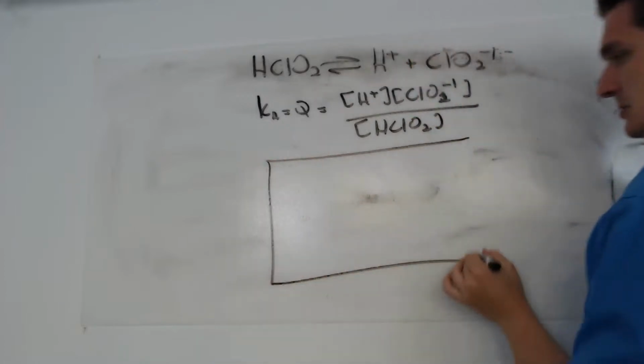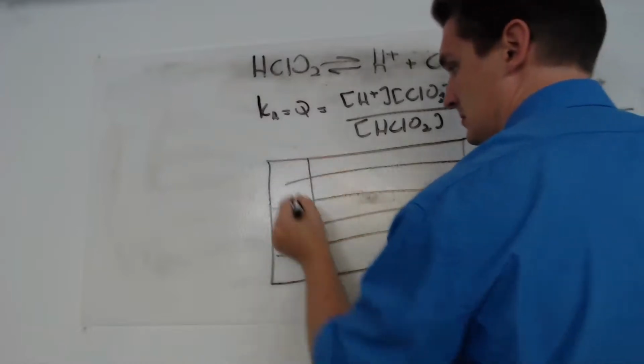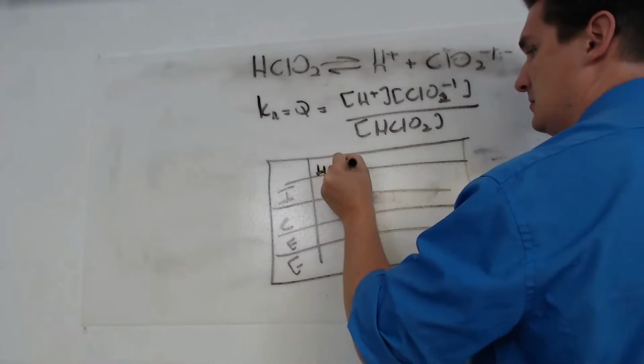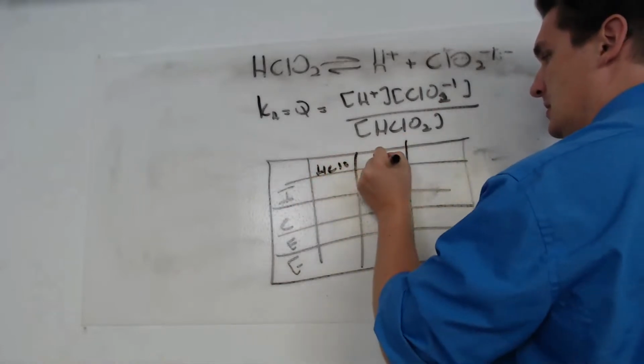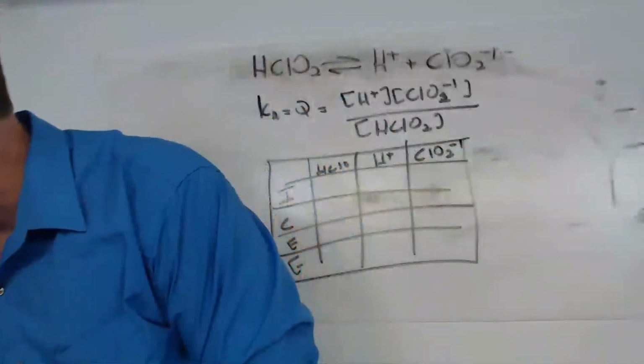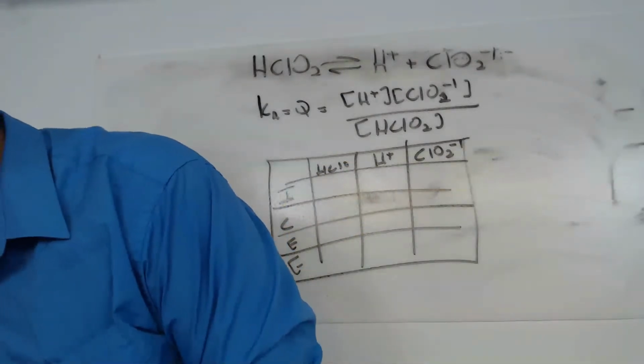And our IC table: HClO2, H plus, and ClO2 minus. And we have 0.025 and 0.05.